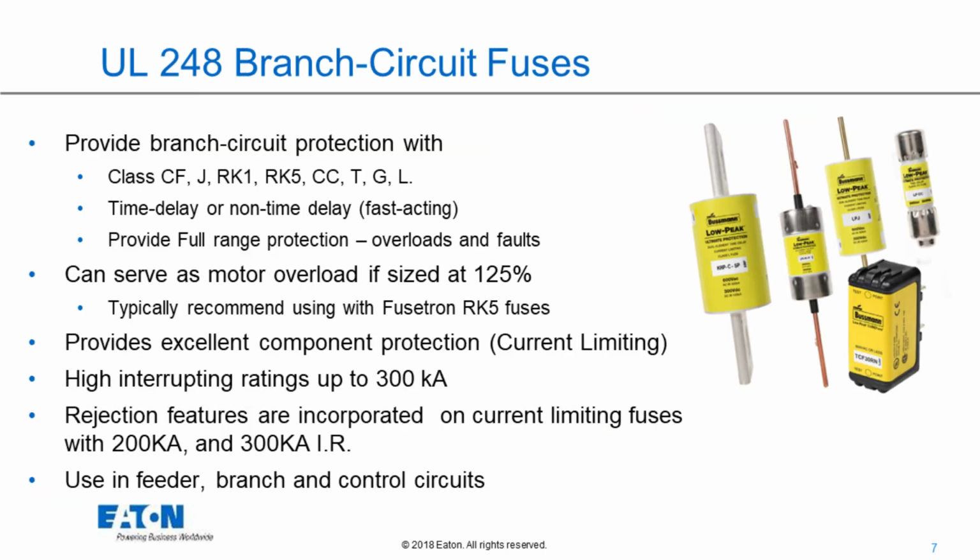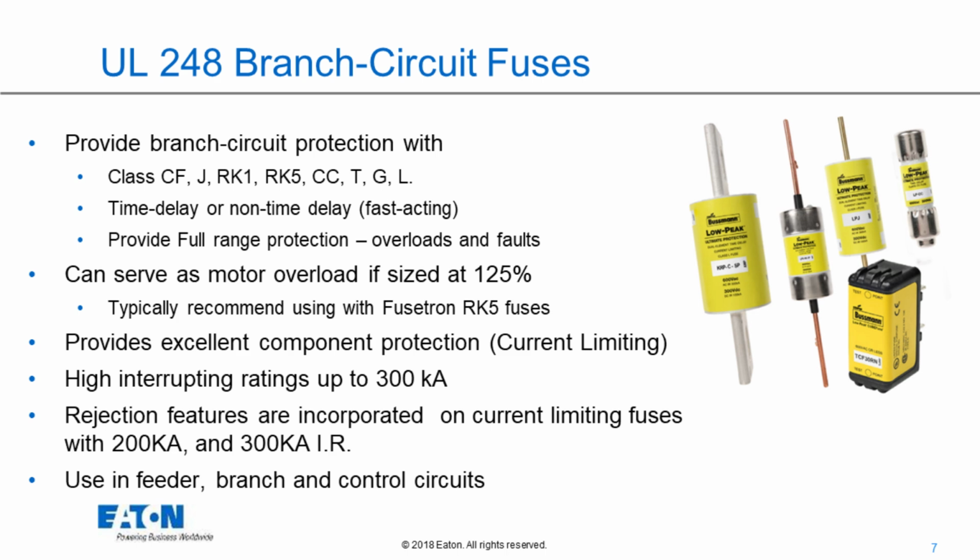The next one here is UL 248 branch circuit fuses. They provide branch circuit protection with class CF, J, RK1, RK5, CC, T, G, and L fuses. Over on the left, the first fuse is a class L KRPC fuse. The next one is an RK1 LPS RK fuse. The third one over is a class J. And the fourth one is a midget class CC LPCC fuse.